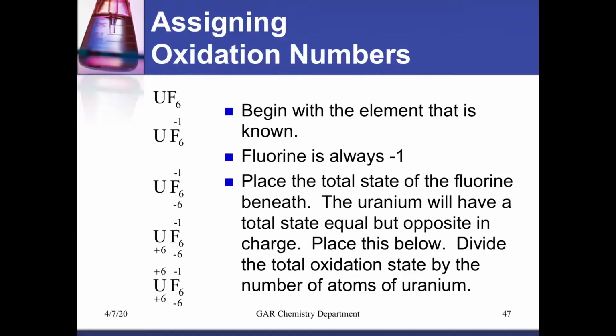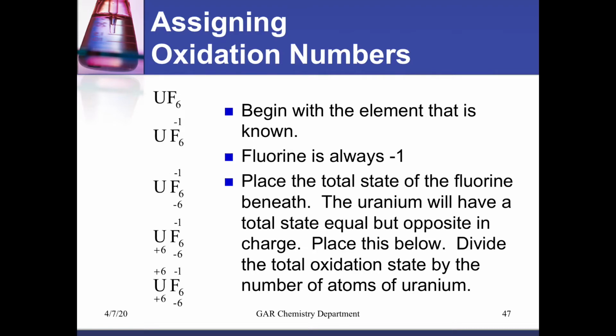All right, let's take the compound uranium hexafluoride and use that to look at oxidation numbers. We begin with the element that is known. In UF6, we have a rule that deals with fluorine, and we always look at our 3 special rules, fluorine, oxygen, and hydrogen first. Our rule is fluorine is always -1, so we assign fluorine an oxidation number of -1. There are 6 fluorines, so the oxidation state of all the fluorines would be -6, because -1 times the 6 atoms would be -6.